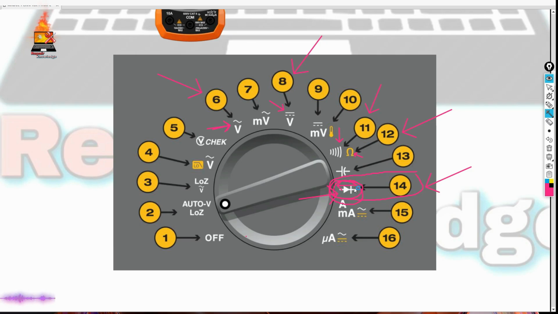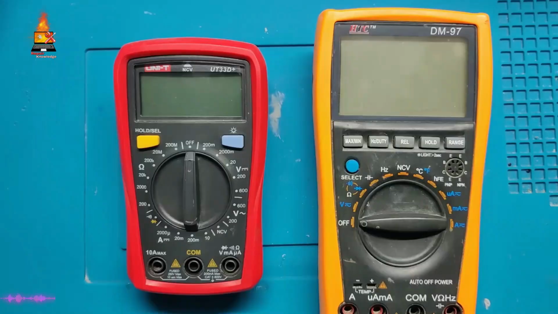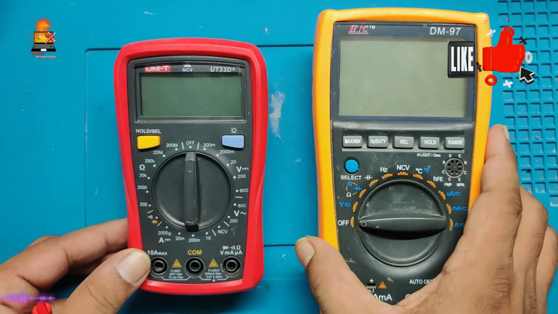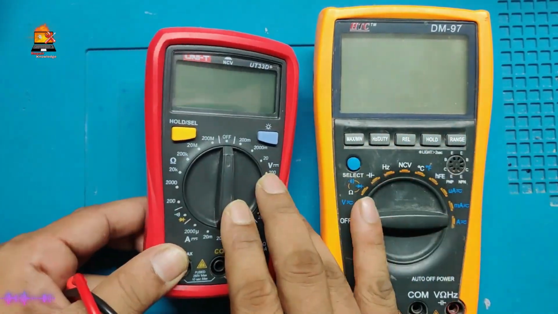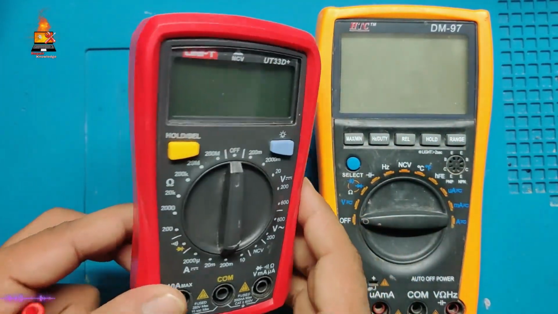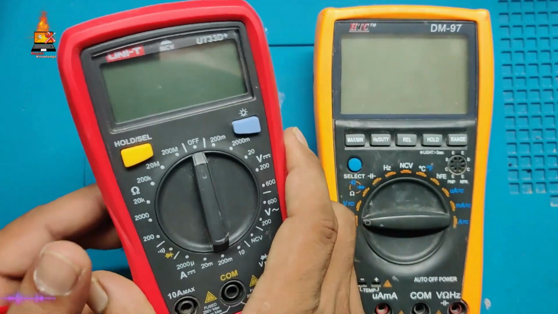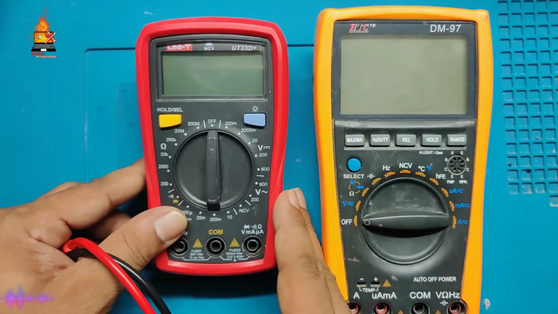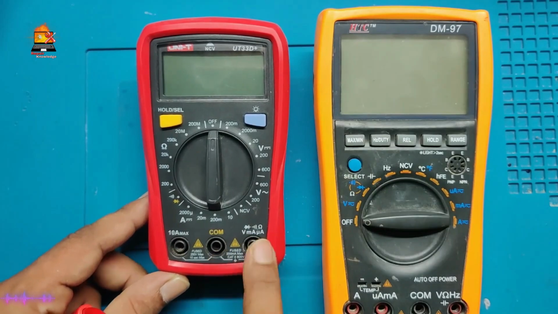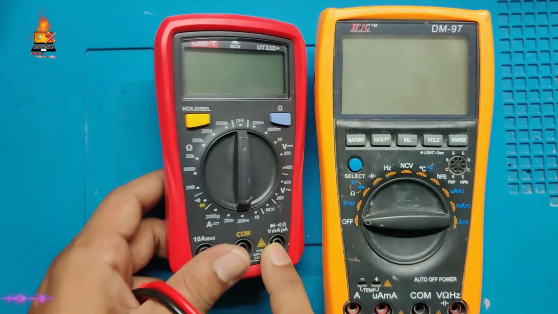All of these functions are available in our multimeters. There are cheap ones and expensive ones, so we do not have to buy expensive multimeters right now, because we are learning here. You can see I have 2 multimeters, one with a large display and one with a small display. Most people use the small one, which is easy to carry and has quite good functions.